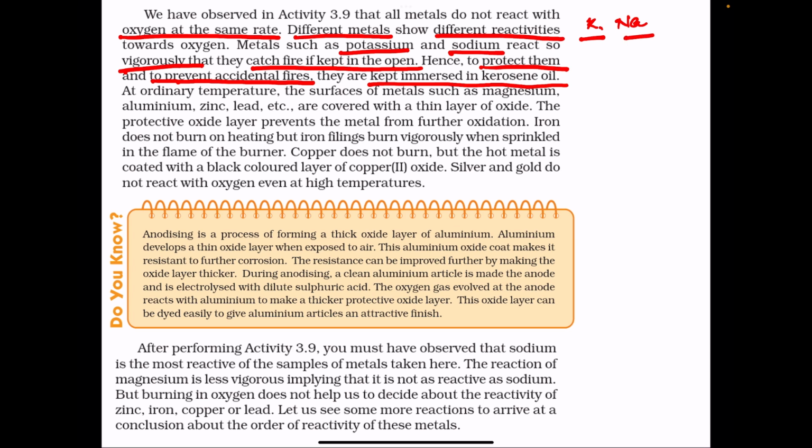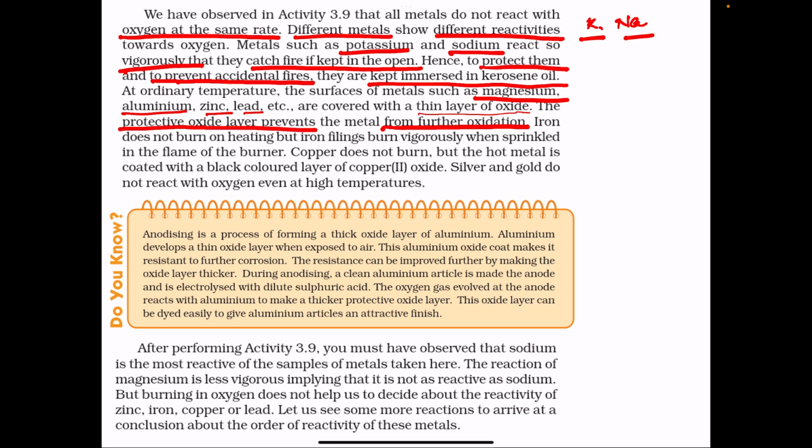Potassium and sodium. At ordinary temperature, surfaces of metals like magnesium, aluminium, zinc, lead are covered with a thin layer of oxide, and because of this reason, these metals lose their luster. Aluminium loses its luster when kept in air because of the formation of a layer of oxide on its surface. The protective oxide layer prevents the metal from further oxidation. So what is the role of this oxide layer? This layer of oxide prevents the metal from oxidation.